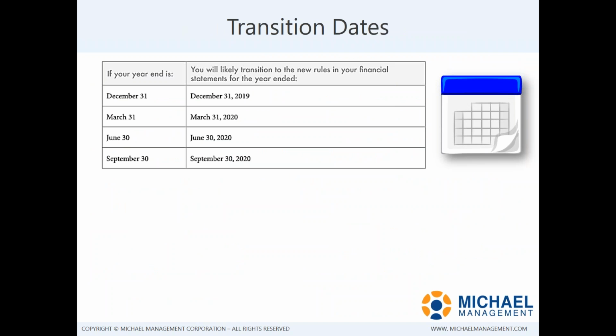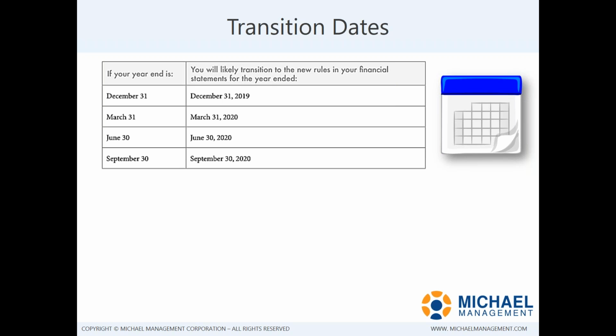Let's look at the transition dates. If your year end is December 31, that means you're adopting on 1/1/20. That means your first quarter, when you report on it in April of 2020, you're going to be explaining these changes, these variances between the old and new standard. Okay? If your year end is March 31st, then that means when you adopt on March 31st of 2020, the end of your first comparative period will be in June 30, and you'll explain it in July of 2020.